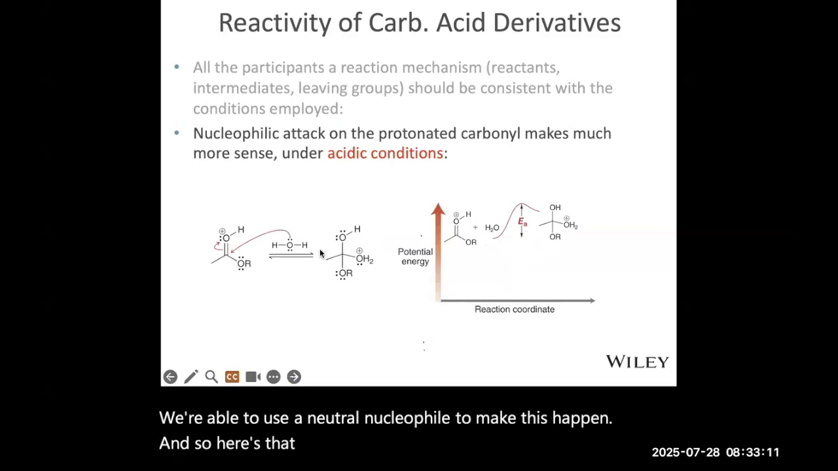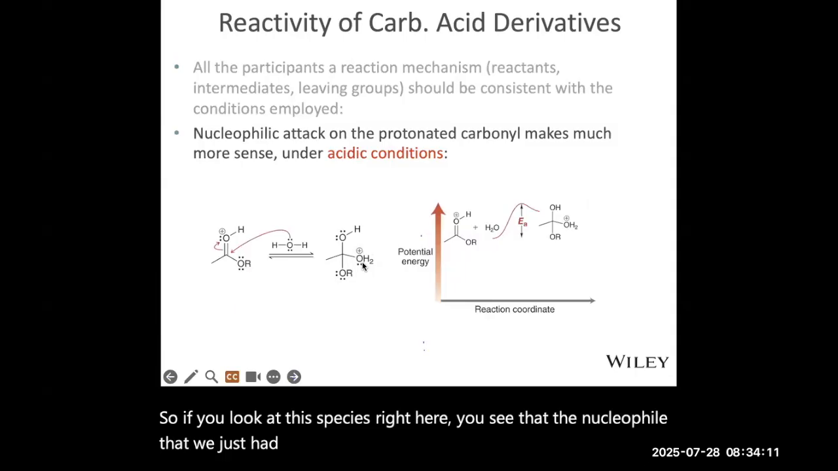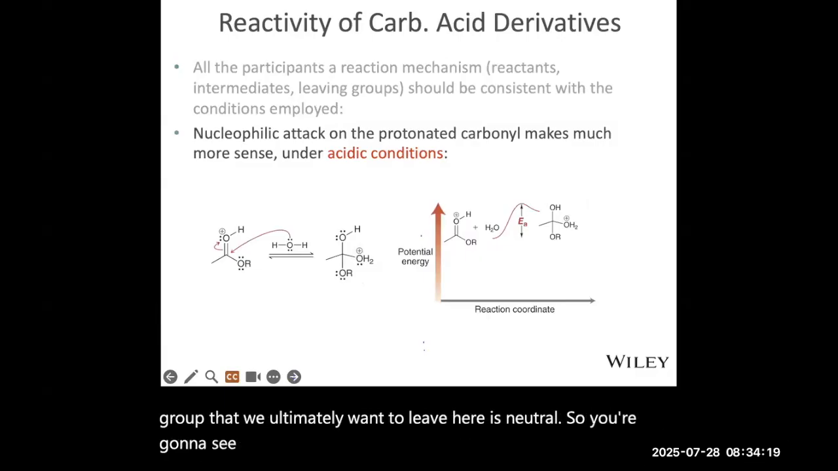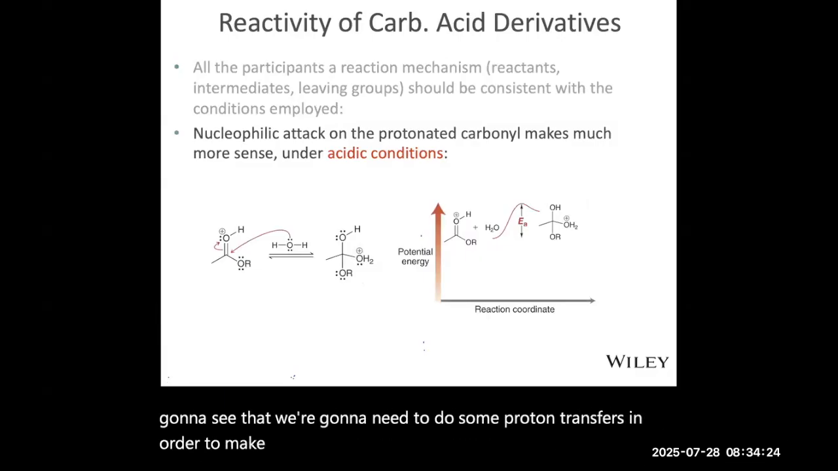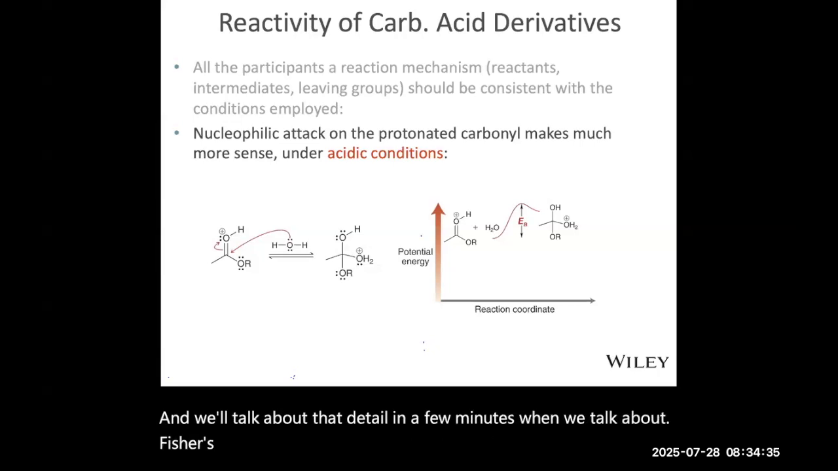Here's that step. Nucleophilic attack kicks up, and then we end up with this tetrahedral intermediate. So if you look at this species right here, you see that the nucleophile that we just had attacking is positively charged, whereas the leaving group that we ultimately want to leave here is neutral. So you're going to see that we're going to need to do some proton transfers in order to make this leaving group ready to leave and in order to keep our nucleophile attached. And we'll talk about that detail in a few minutes when we talk about Fischer esterification and hydrolysis of an ester.